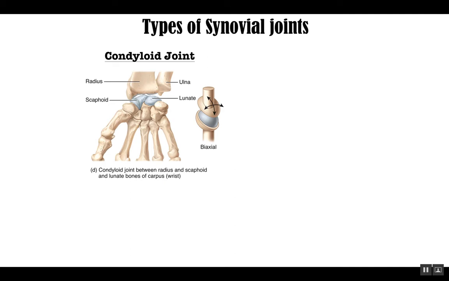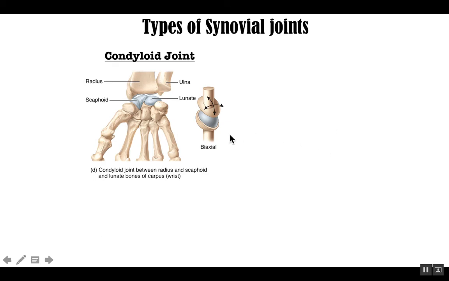There is a condyloid joint in your wrist. A condyloid joint is very similar to a ball and socket joint. The key difference is the ball is more oval shaped. When you have an oval ball in an oval concave structure, it allows almost every motion except rotation.